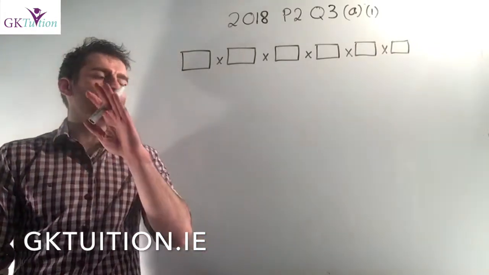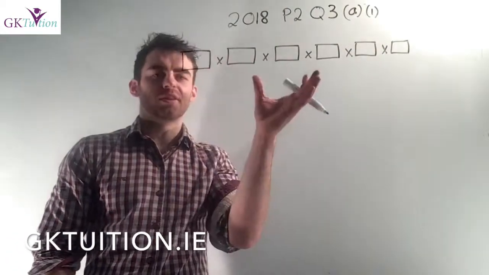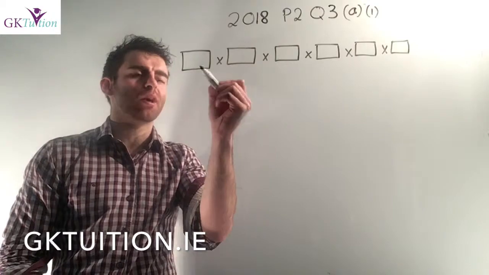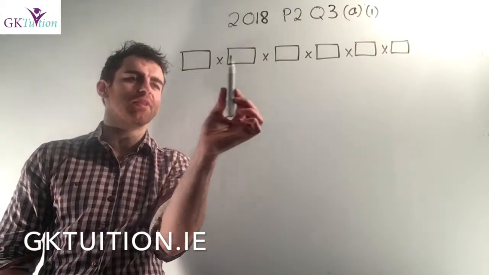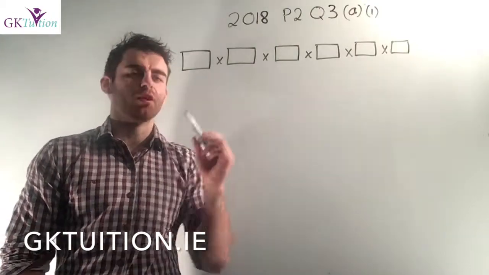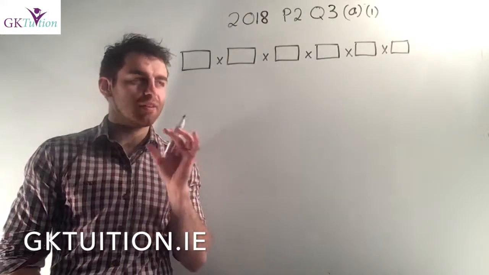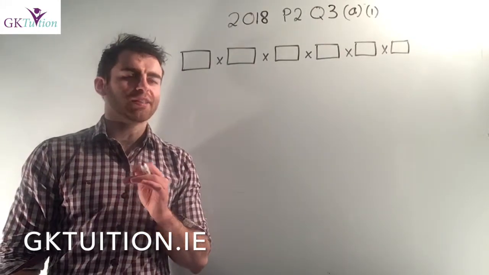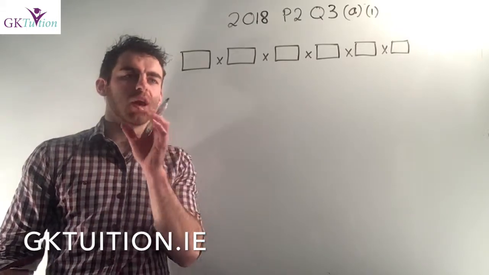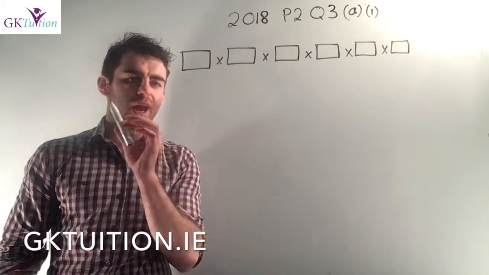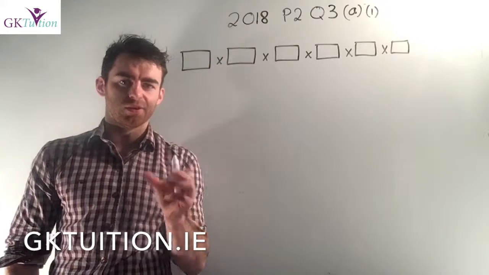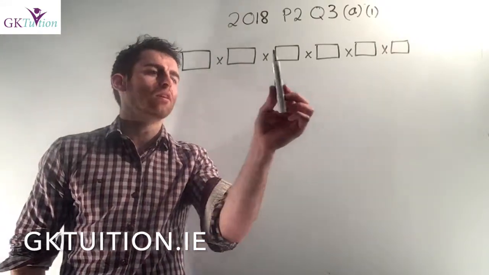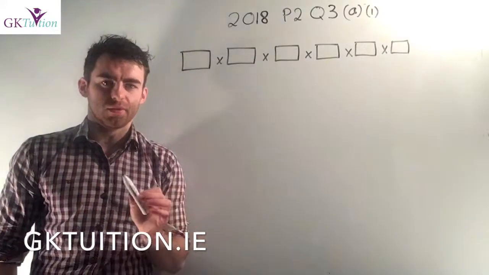And the way you learned permutations, not in primary school, at junior cert, was usually as boxes where you work out the number of options you have here, the number of options you have here, and so on. And I still think that in a lot of cases that's the nicest way to do these questions. In any one of these boxes you can put any digit between 0 and 9 inclusive. And you can repeat digits as much as you want. So you could have 999999 if you want, okay?